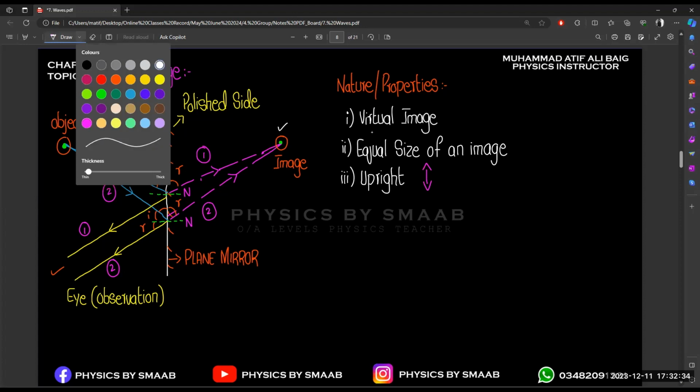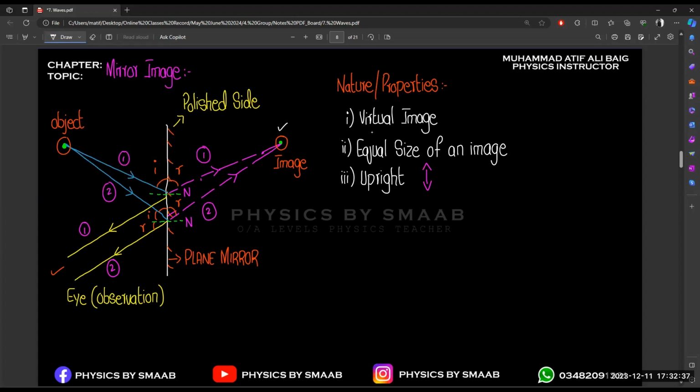And if we talk about right and left orientation, for that we use the term laterally inverted. And the meaning of laterally inverted is very simple. If you consider the letter F on the mirror, it will be like this. So your right will shift towards left and left will shift towards right, but upside and downside will remain the same.